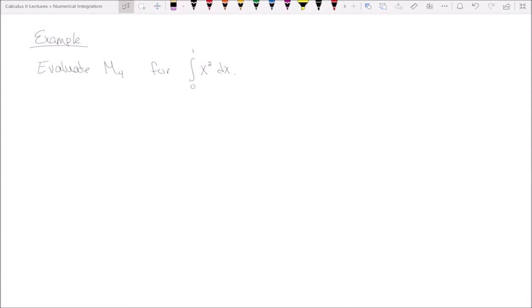Well, first thing you want to do, let's do all this in blue. Let's find delta x first. Remember delta x is (b minus a) over n. All right, so delta x is a quarter. And f of x itself is x squared. Let's write out the endpoints of each subinterval.